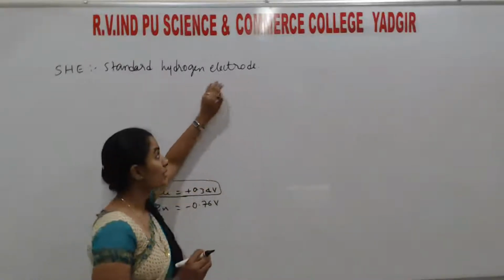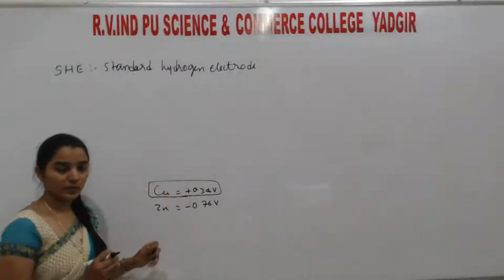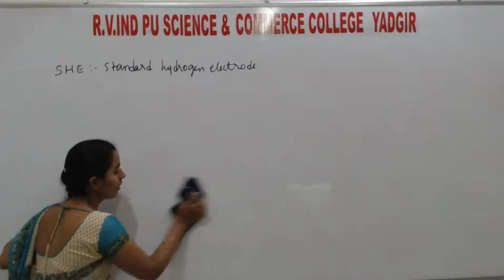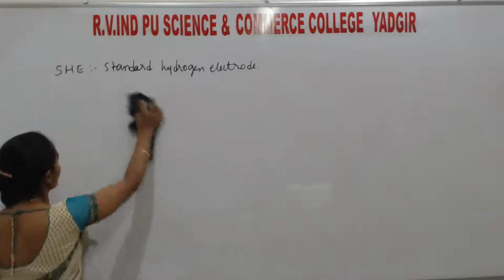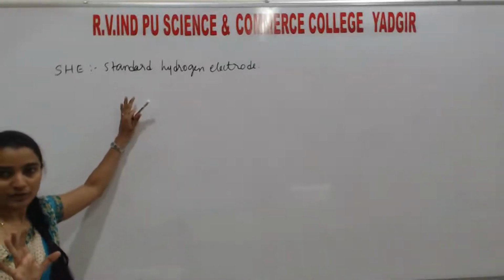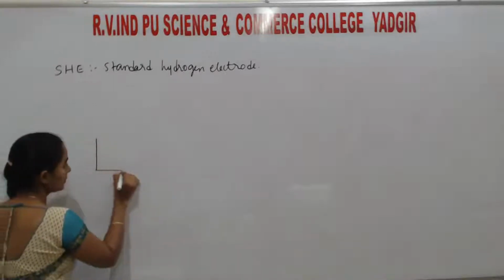Okay, so by taking this one as a reference, we can calculate them. First, the construction, cell reaction and EMF of the standard hydrogen electrode, let me explain first. So the construction is like this, listen.